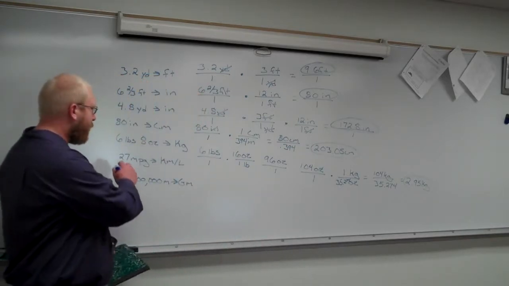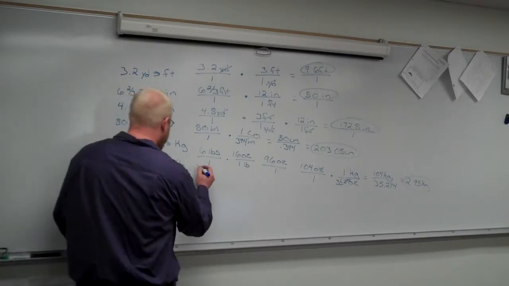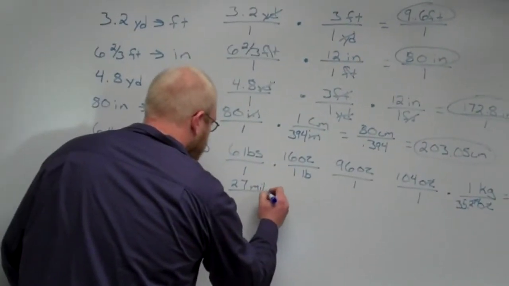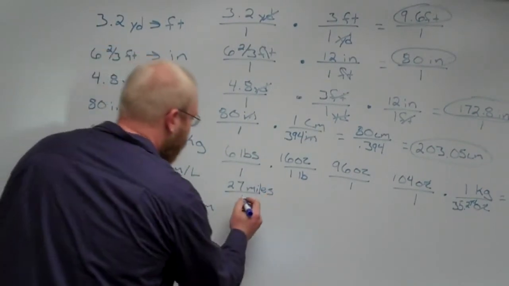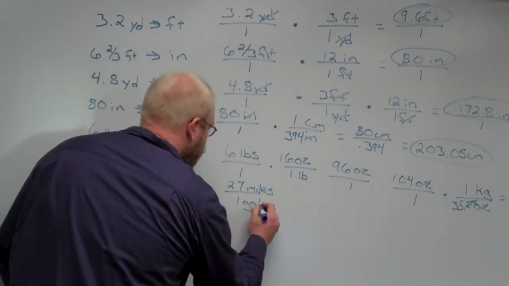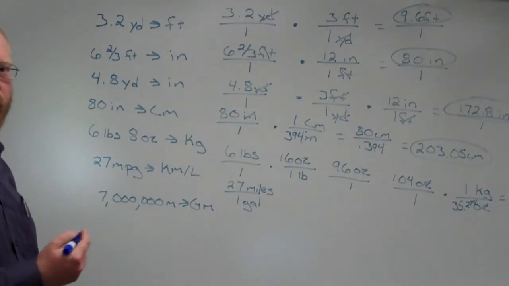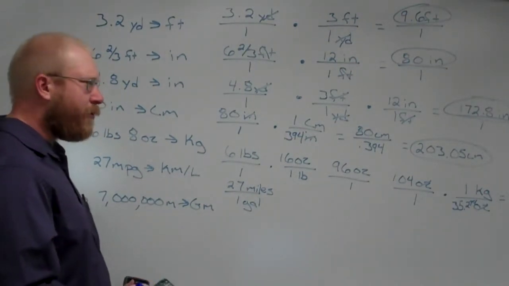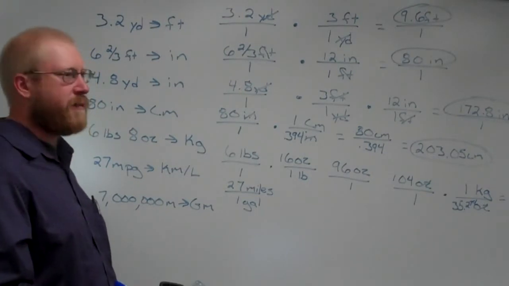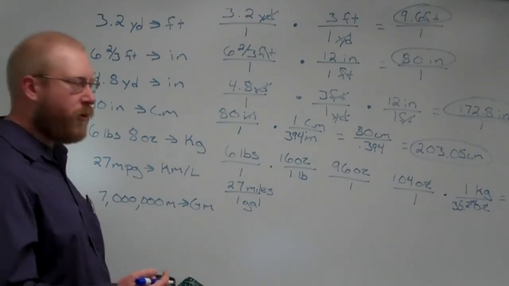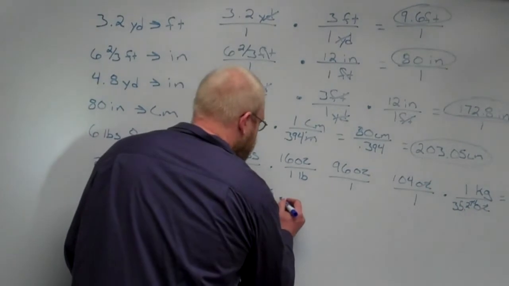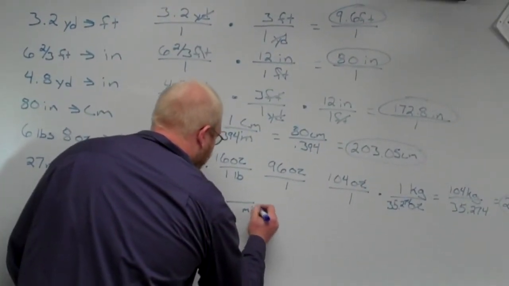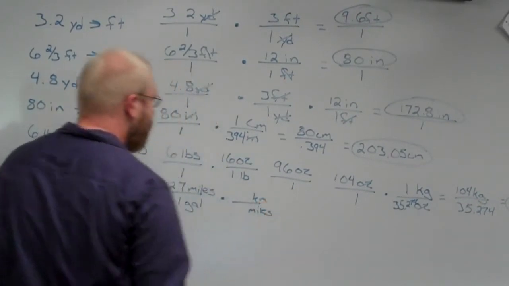So if I'm looking at this, I'm going to set this up as 27 miles per 1 gallon, right? So now I have a label, numerator and denominator. Should I get rid of miles first or should I get rid of gallons first? Miles. Okay, so if I'm getting rid of miles first, I'm going to have something with miles in the bottom, and kilometers in the top.